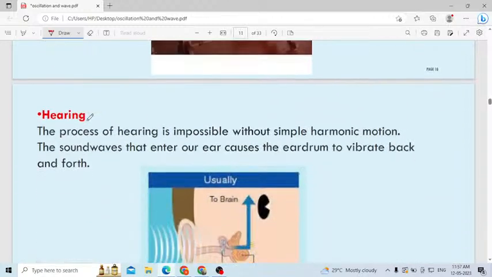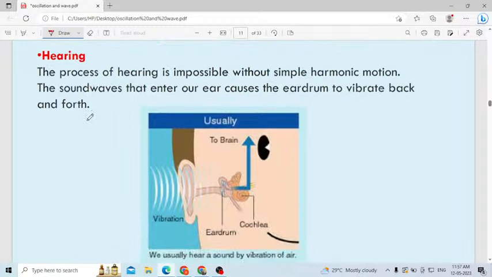Next one, hearing. This is also one of the best examples of simple harmonic motion. Let us discuss hearing. The process of hearing is impossible without simple harmonic motion. The sound waves that enter our ear cause the eardrum to vibrate back and forth.